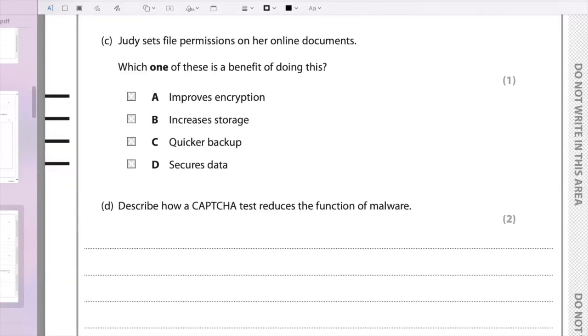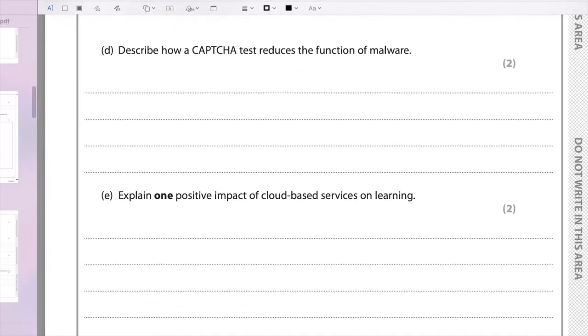C. Judy sets file permissions on her online documents. Which one of these is a benefit of doing this? Is it A, B, C, or D? A. Improves encryption. B. Increases storage. C. Quicker backup. Or D. Secures data. The correct answer is D. Secures data. So we'll go down and look at D.